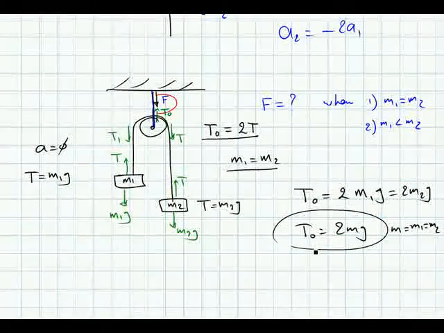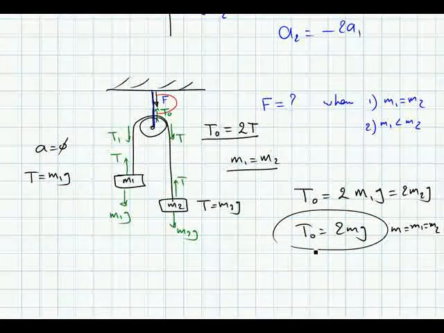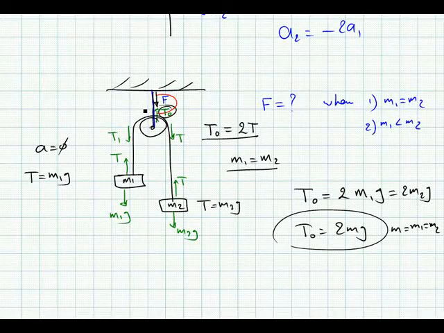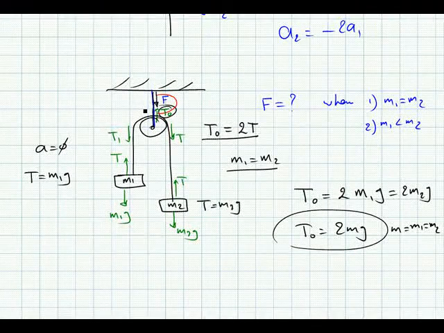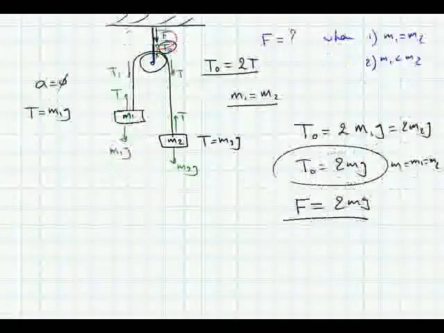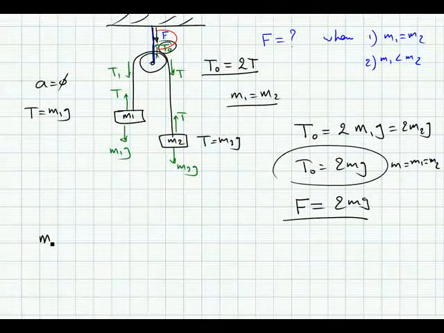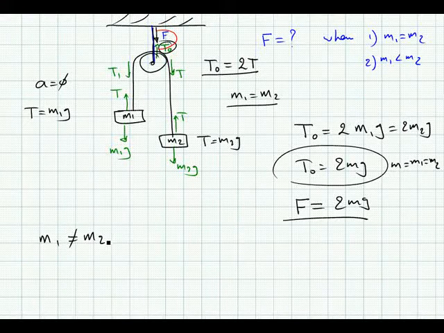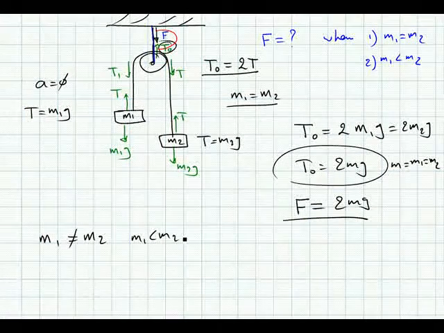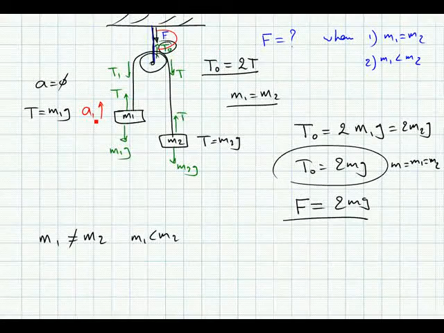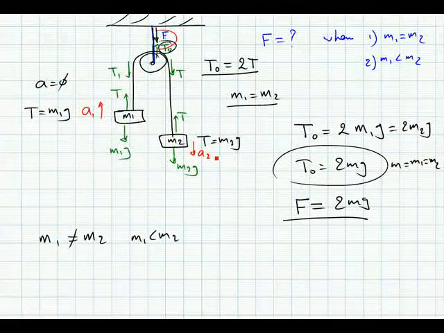If there is no acceleration in the system, if the system is in equilibrium, then the tension by the rope on the pulley is equal to the total weight of the hanging masses, which of course also tells us that F is equal to 2mg in magnitude. Okay. Now, what if m1 is not equal to m2? Let's say m1 is less than m2. Then m1 will be accelerating up that way, a1, and m2 will be accelerating down this way. That's a2.